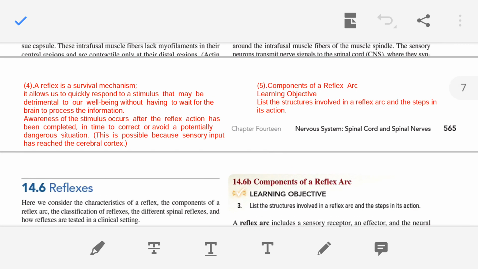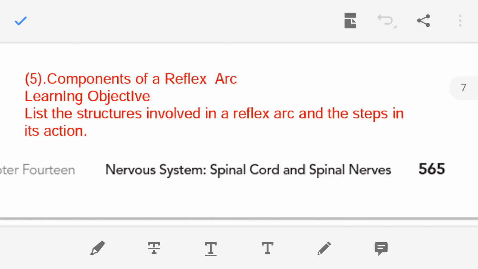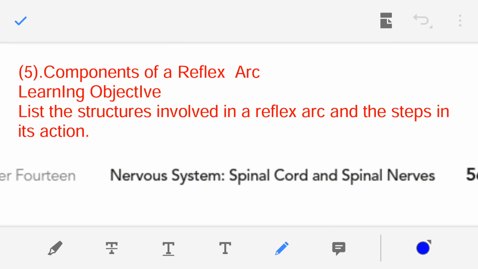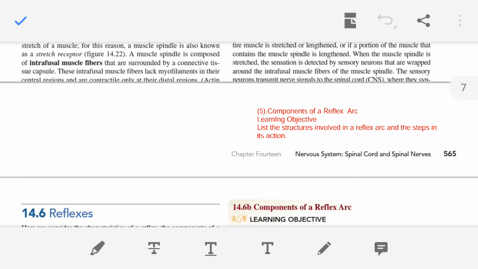Now the fifth point, we are discussing the components of a reflex arc. So the learning objective: list the structures involved in a reflex arc and the steps in its action. So now we are discussing the reflex action component of a reflex arc.